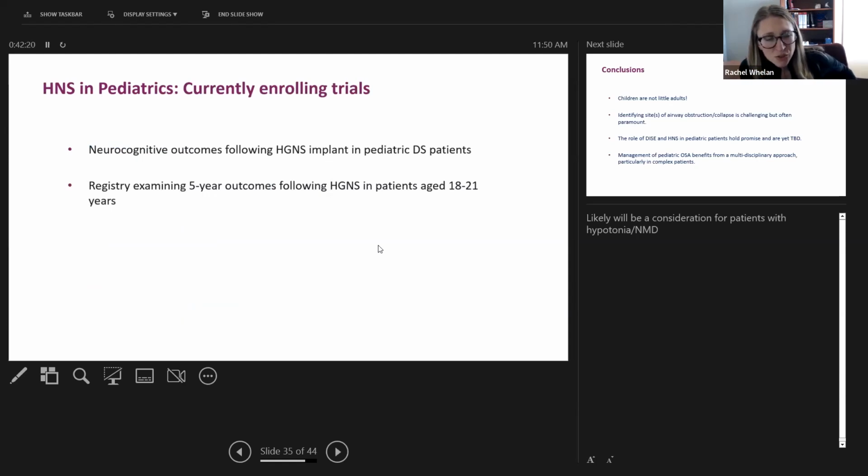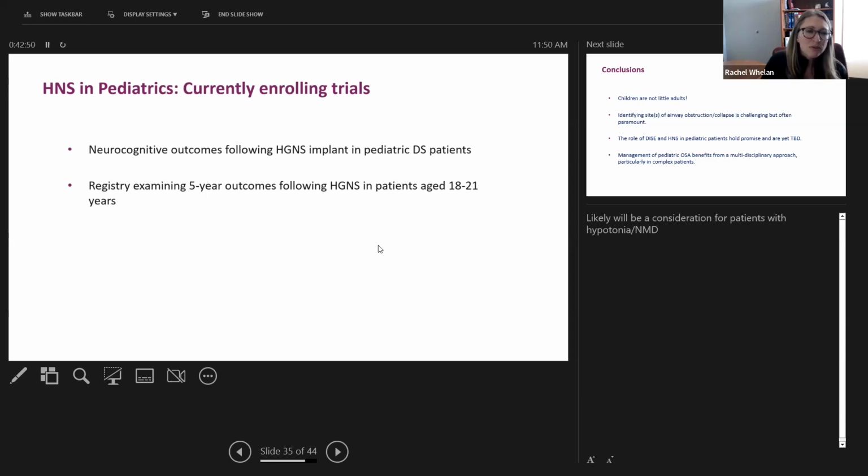Currently there are really 2 big trials going on in Inspire for pediatric patients. The first is a deeper dive looking at neurocognitive outcomes of children with Down syndrome who are implanted. I think there are 5 sites across the country, and we're one of the sites, looking at pretty in-depth executive function and neurocognitive outcomes pre and post-operatively.